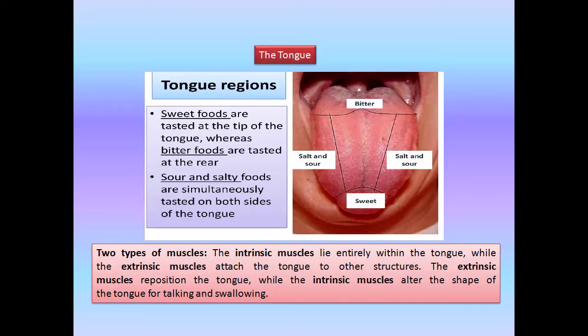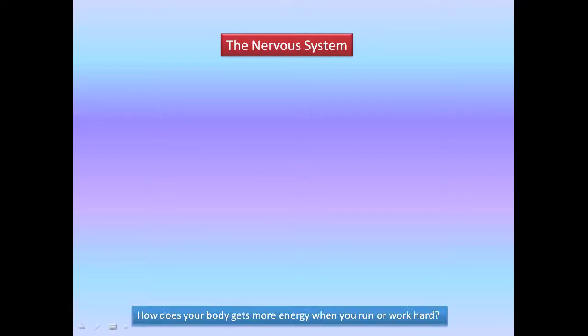So there are two types of muscles involved in it. That is, the intrinsic muscle lie entirely within the tongue, while the extrinsic muscles attach the tongue to the other structures. The extrinsic muscles reposition the tongue, while the intrinsic muscles alter the shape of the tongue for talking and swallowing. Now we'll discuss about what nervous system is.